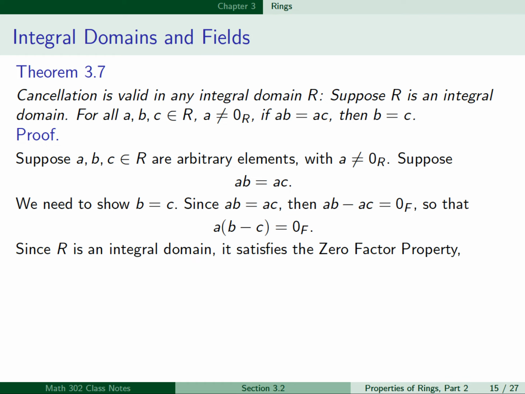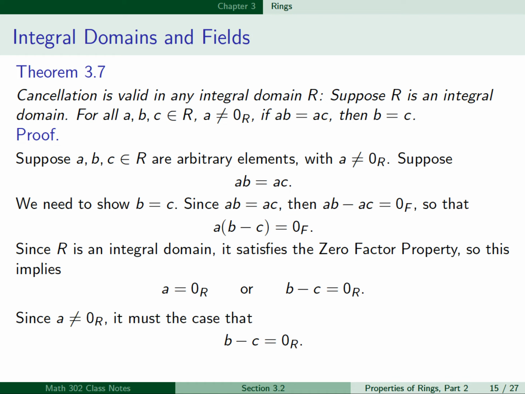Now since R is an integral domain, it satisfies the zero factor property. So this implies we have a product of two elements equal to 0, so this will imply that one or the other of the two factors has to be 0. So a is equal to 0 or b minus c is equal to 0. Now we're supposing that a is not equal to 0, so it must be the case that b minus c is 0. And therefore b is equal to c as required.